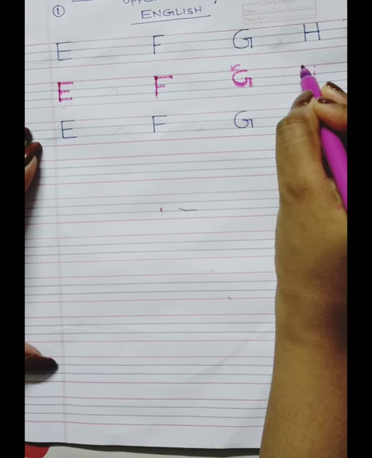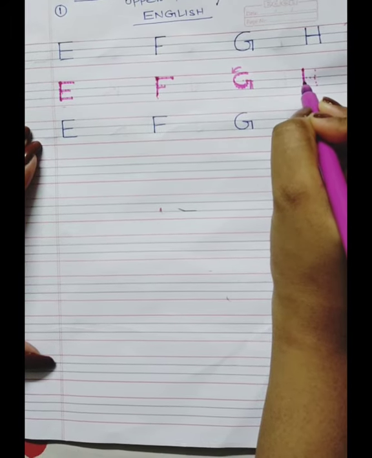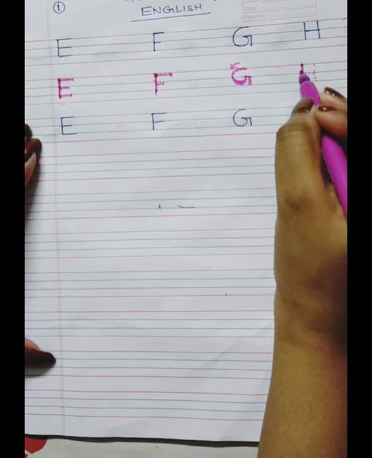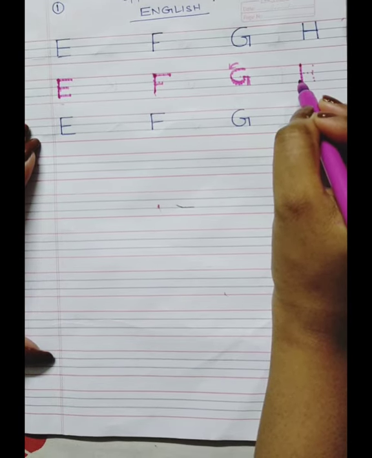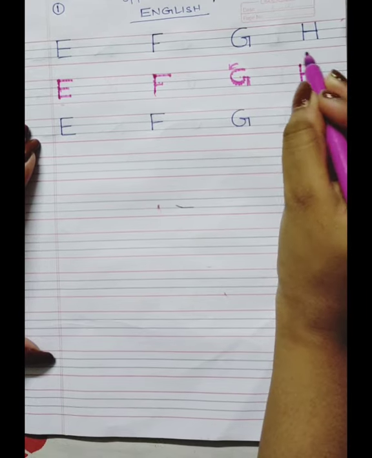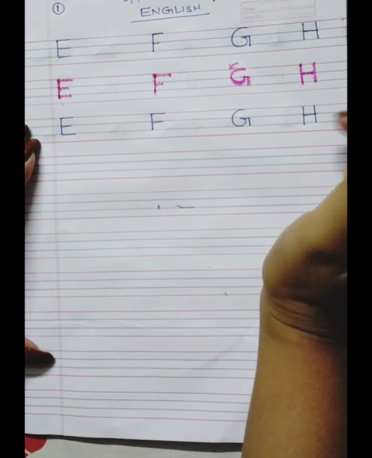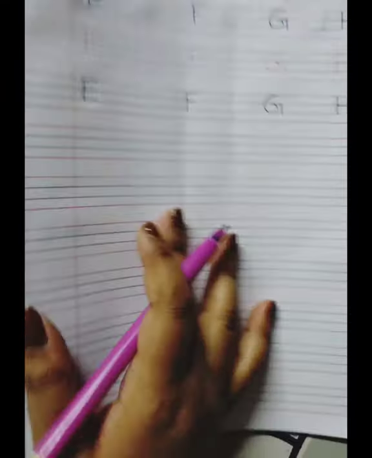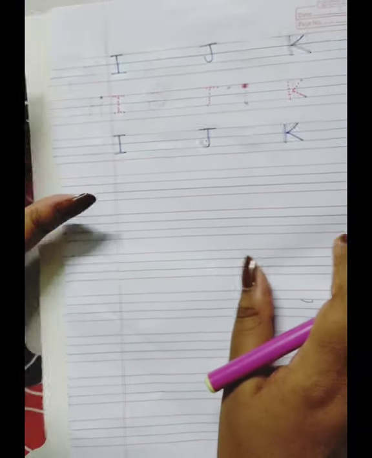How to write H? First, take the point and drag it towards the down. This is an example of a standing line, sleeping line, standing line. It becomes H. Nice, no? See, now comes I.